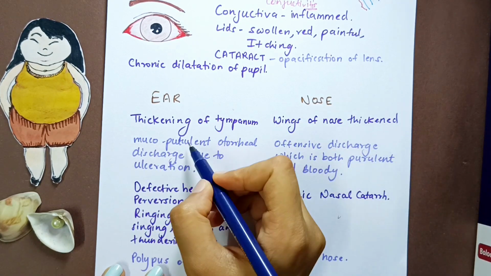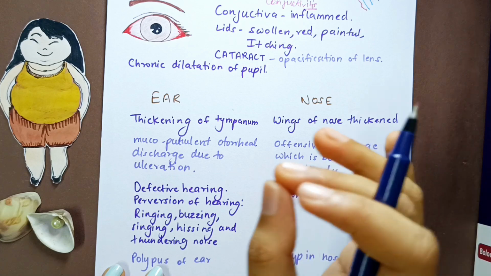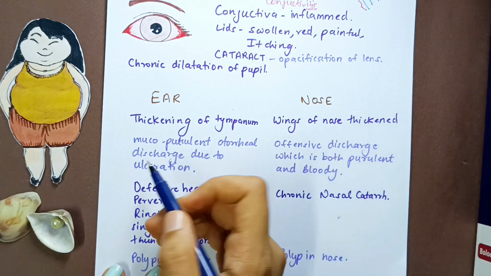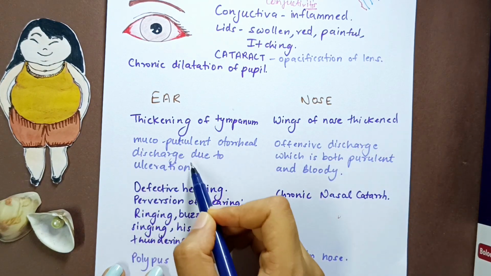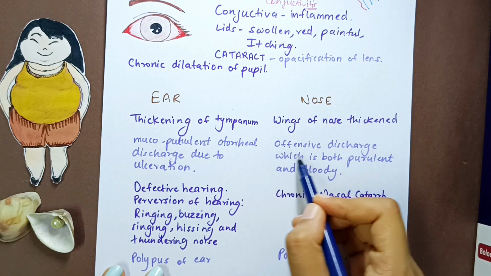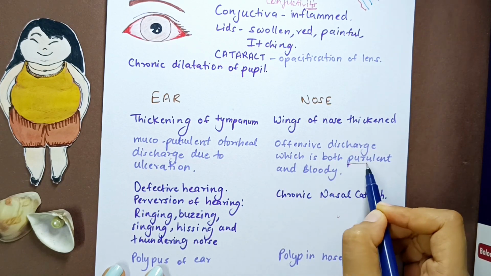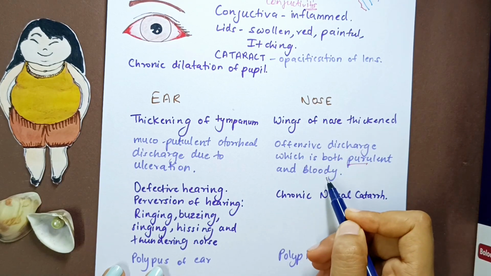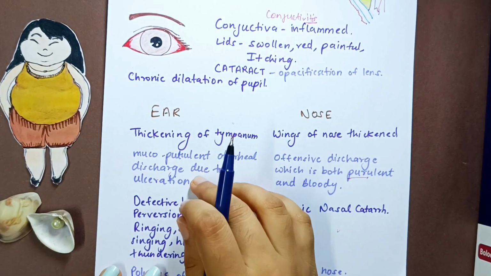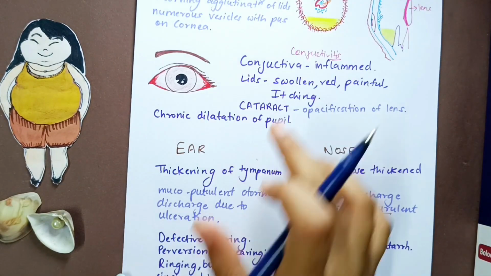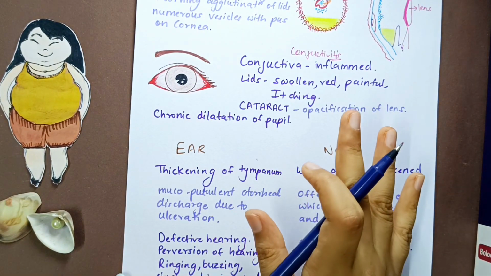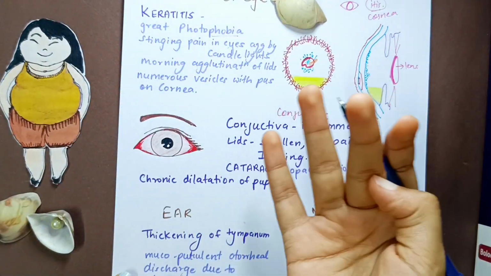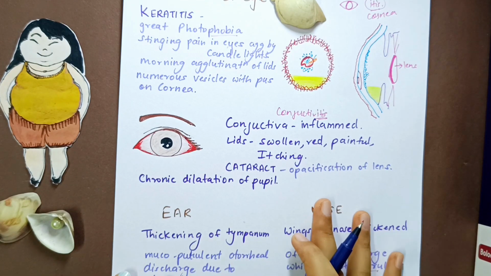Purulent means again pus, related to pus. Always anything related to pus is called as purulent. That means there is some infection which is giving rise to pus formation. So mucopurulent otorrhea will take place due to ulceration. In the nose also, there is offensive discharge, which is both purulent and bloody. So here also there is pus kind of discharge. It is offensive and it is bloody. Here also there is pus, and here also there is ulceration. Okay, we need to remember that. And keratitis is also bacterial in origin. It can also be viral or fungal in origin. So that's how it is, okay?